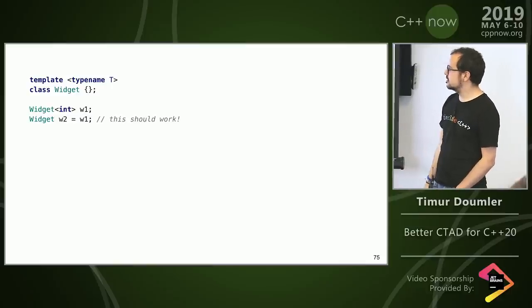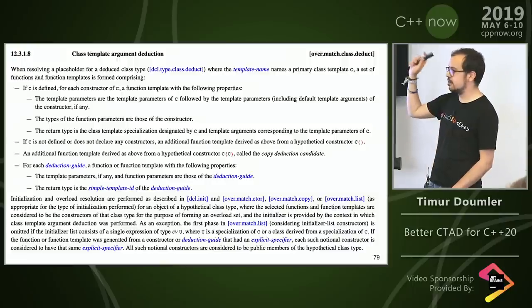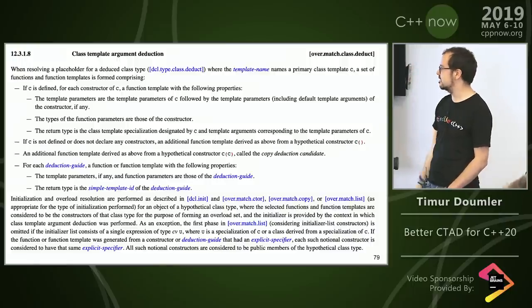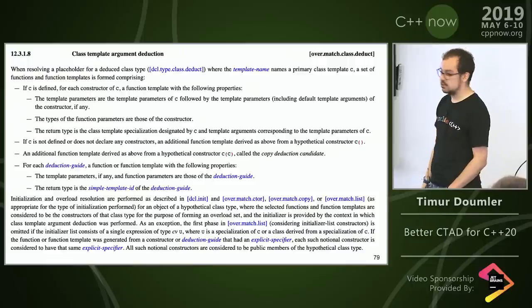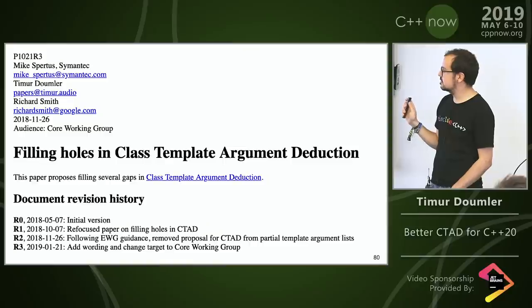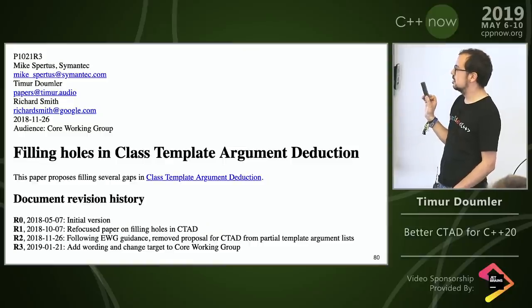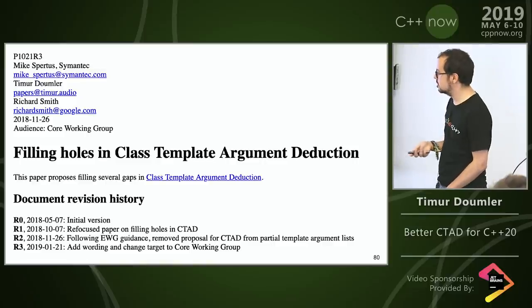Okay, so we now discuss the rules. This is the actual wording, and none of this should surprise you by now. You should be able to read this and understand everything that's going on here, because this is literally what we just discussed. Okay, now we're done with C++17. Now we come to C++20. So this is the paper proposing some changes or some additions for C++20.